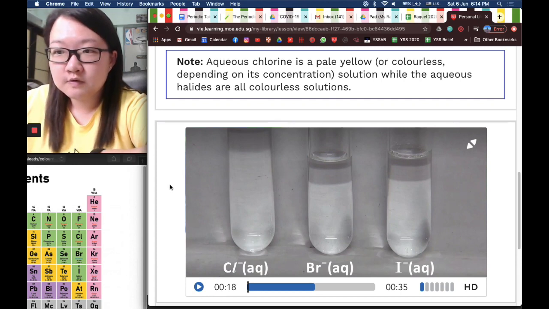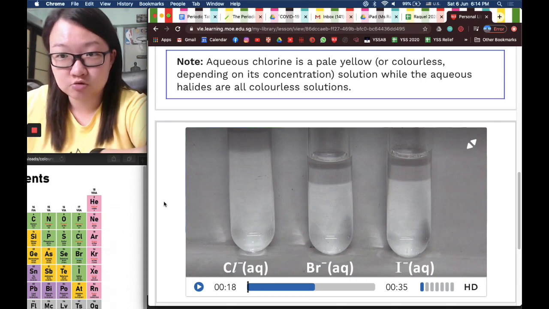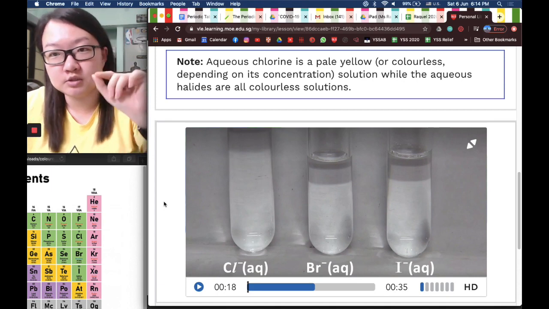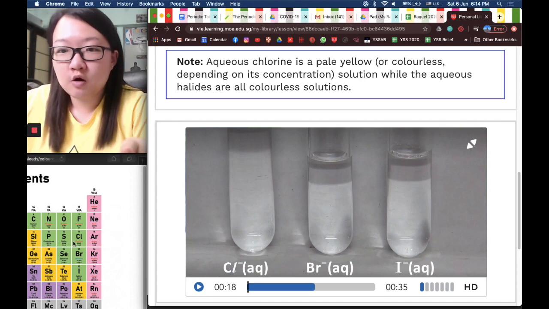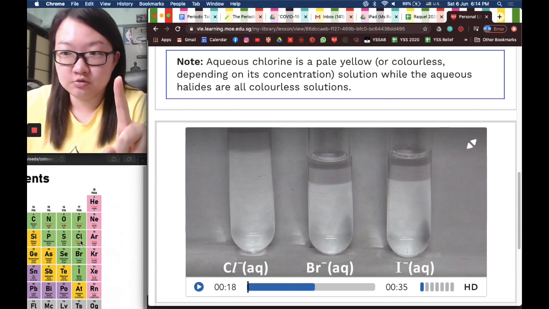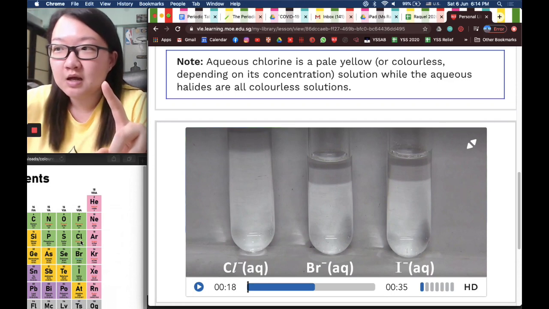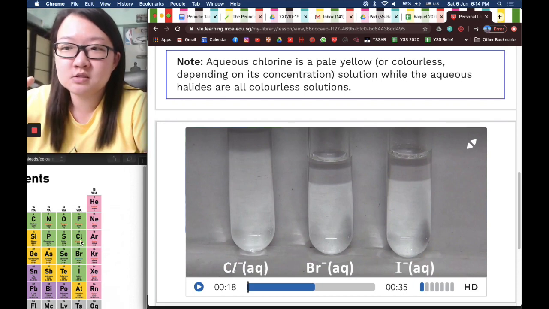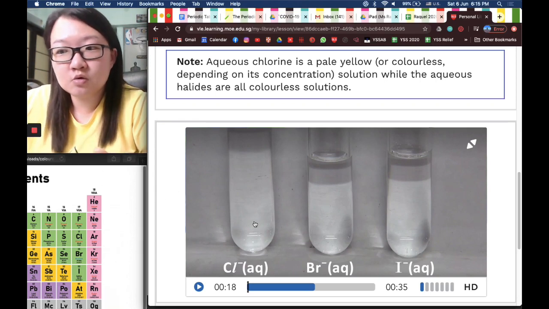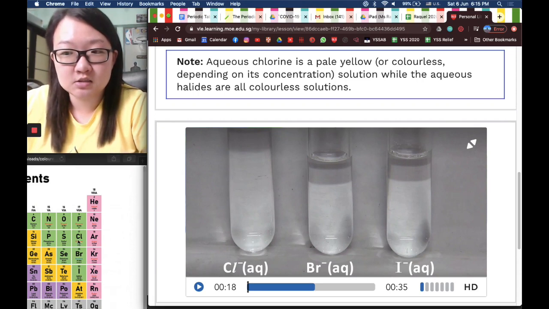So over here, we are adding aqueous chlorine into each of these three test tubes, right? Chlorine in this case is the halogen, and then these are the halide solutions. Chlorine is over here, right? If you look at the periodic table, it's right there. So for the first test tube, you are adding chlorine into a chloride solution. It's like their own kind, right? So in that case, there is no reaction happening. Which is true because you see that there is no color change, correct? It just remains colorless, so there's no reaction.